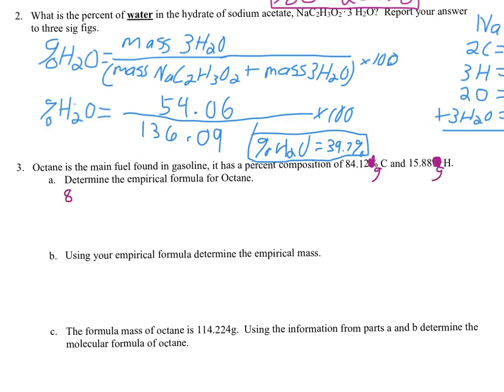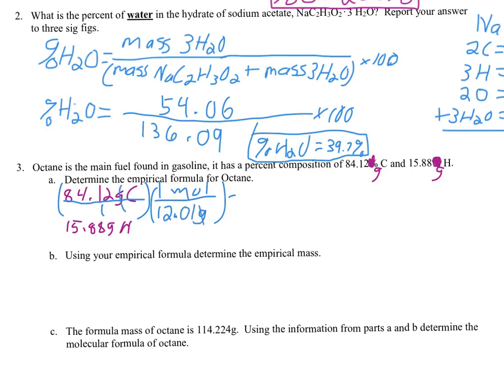So essentially I have 84.12 grams of carbon and 15.88 grams of hydrogen. Now I have to convert my grams to moles. Well, mole conversions should be pretty easy now. 1 mole of carbon is 12.01 grams of carbon. 84.12 divided by 12.01 gives me 7.00 moles of carbon.